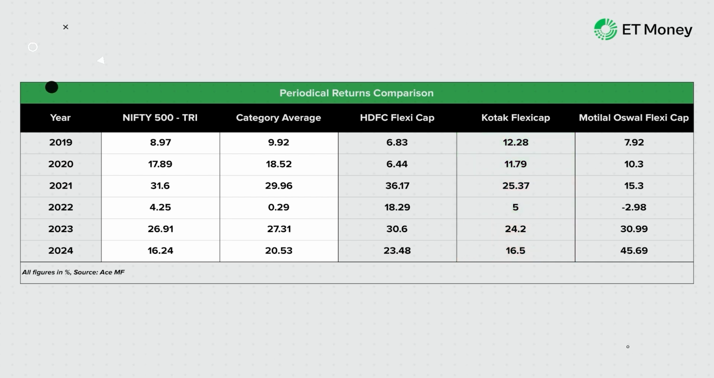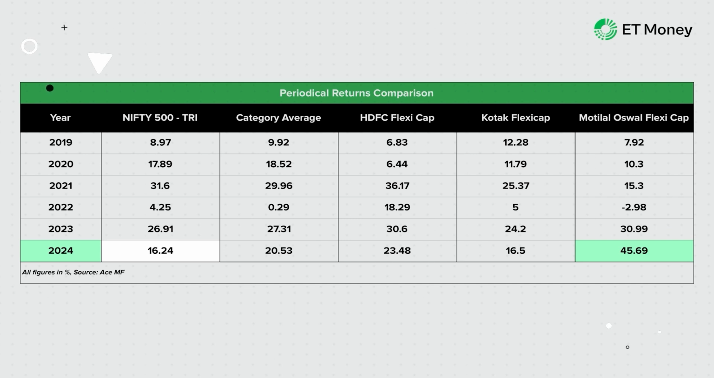On the other hand, Motilal has seen a turnaround in performance since 2023. Now, before 2023, the fund underperformed the benchmark every year since 2019. In the past 2 years, it has outperformed the Nifty 500 index. Last year was outstanding. It delivered 24 percentage points more than the benchmark. The fund delivered a return of 46%, while Nifty 500 TRI's return was 16%.